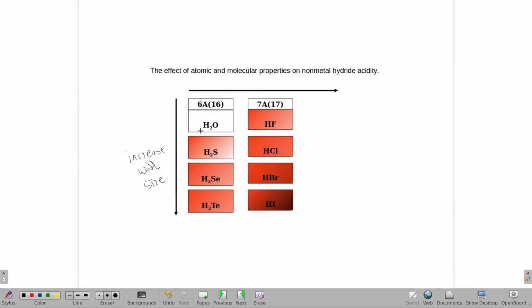Left to right, though, the reason HF is a stronger acid than H2O is because the fluorine, being more electronegative, pulls the electrons away. So left to right is due to electronegativity. Now, it can't be both, because technically if it was based totally on electronegativity, fluorine would be the strongest. And if it was based totally on size, beryllium would be, because it's the largest of these. So it's not both. It's up and down as size, left to right is electronegativity.